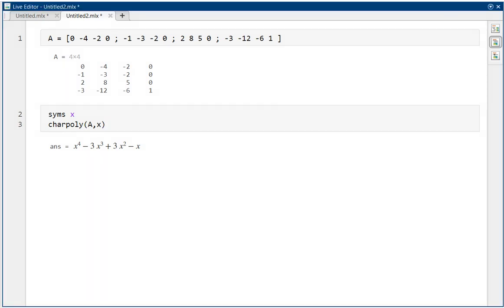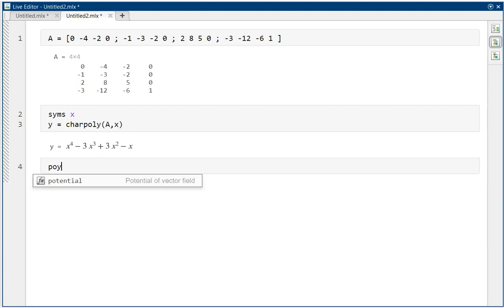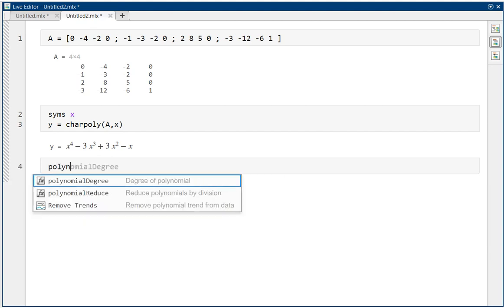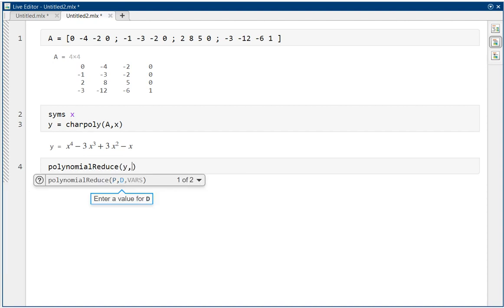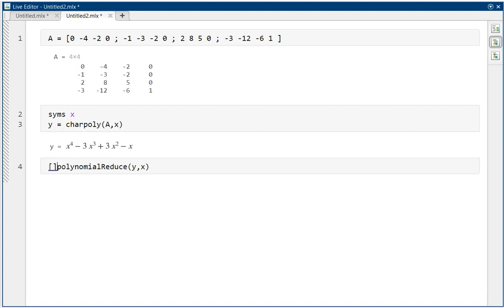So let's say y equals the char poly of x, and now we're going to do polynomial reduce y by x, and oh, I forgot the rq, sorry. So we're going to get two outputs from the function, the remainder and the quotient. So remainder is 0, and now I need to factor this. And this is interesting. Maybe I picked a bad example. I didn't factor this one all the way, but let's do it.